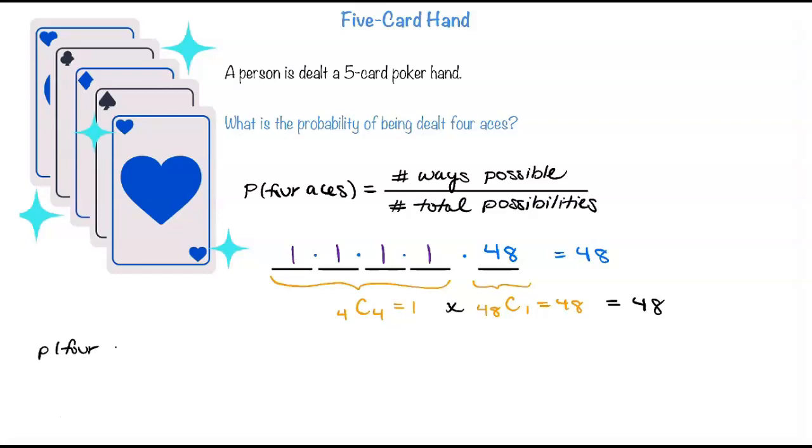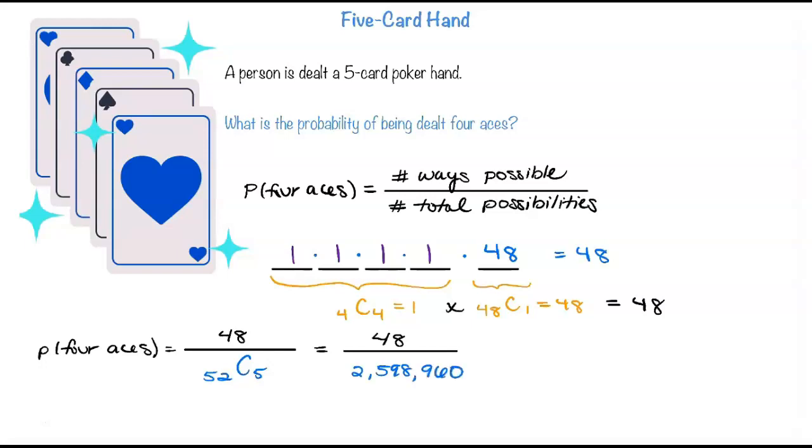Now that we know the numerator is 48, or the total number of ways to be dealt 4 aces, let's consider the denominator. We can calculate the total number of possible hands by using combinations. With 52 cards in a deck and choosing 5 of them, we could use 52C5 to calculate the total possibilities, which is 2,598,960. Dividing, we find that the probability of being dealt 4 aces is 0.00018. Or in scientific notation, this is equal to 1.8 times 10 to the -5th.